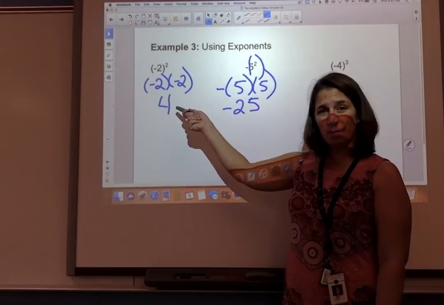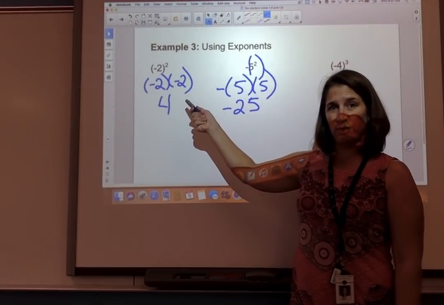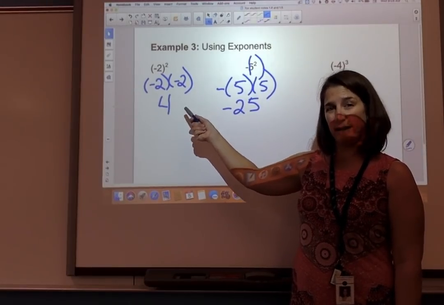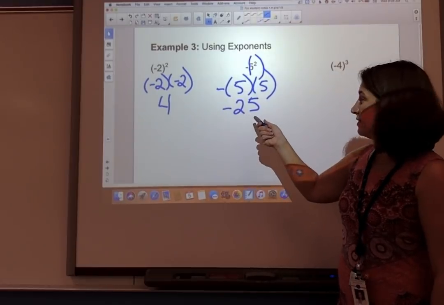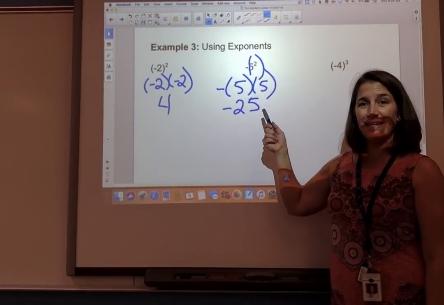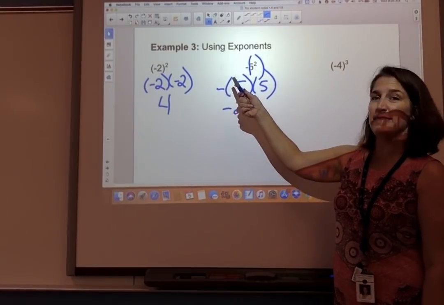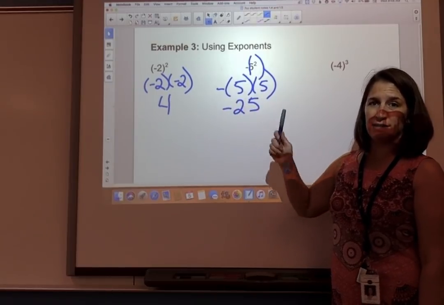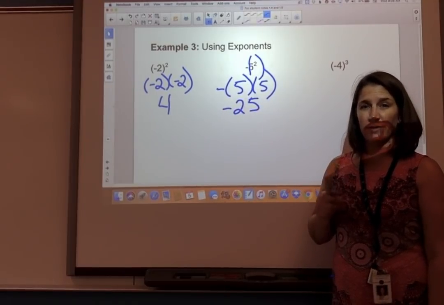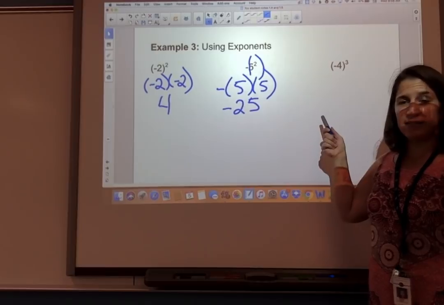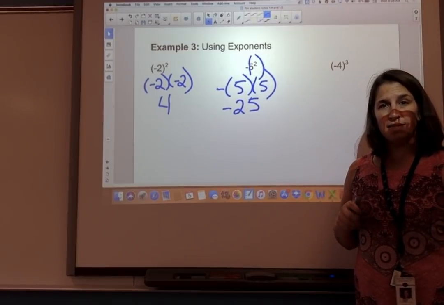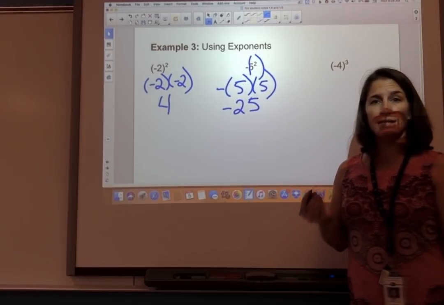So you can see this example resulted in a positive integer because we're multiplying a negative times a negative. This example results in a negative integer because we're taking the opposite of a positive times a positive. So there's a difference there. Let's look at this last example. We see the parentheses are telling us what we're cubing is the -4.